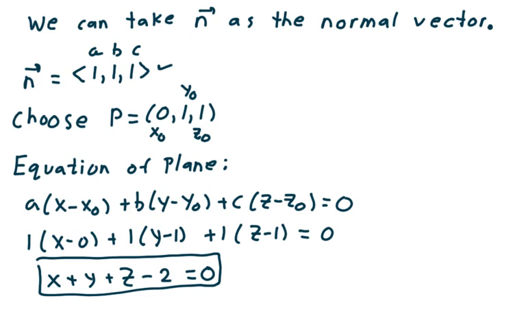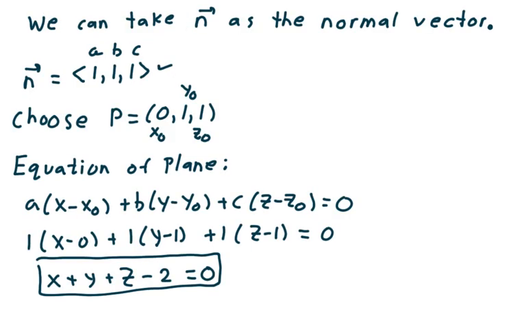Now, what you can do is double check yourself. So if we choose a different point than P, so what if I chose Q? Now, Q is the point (1, 0, 1). We should come up with the exact same equation of a plane. It might look different in the beginning when I plug it into the formula, but when we simplify it, I claim we're going to get the exact same equation.